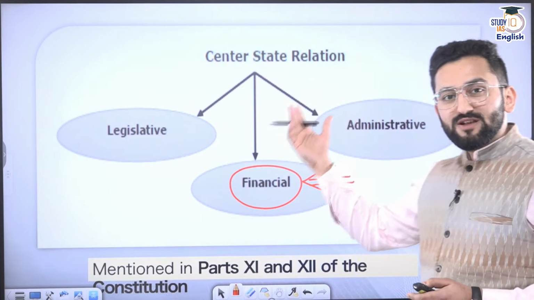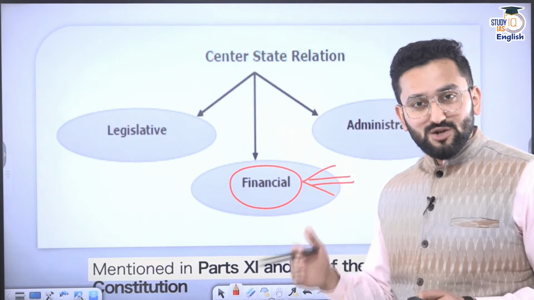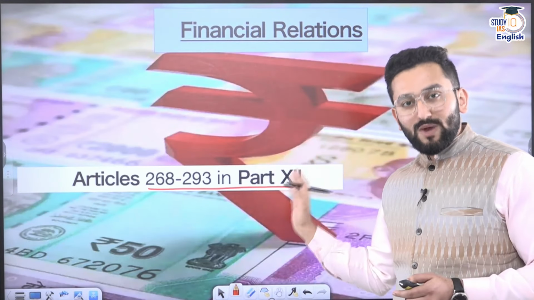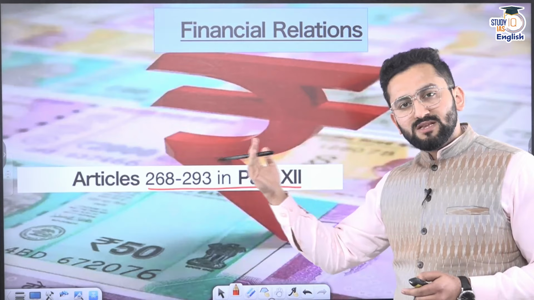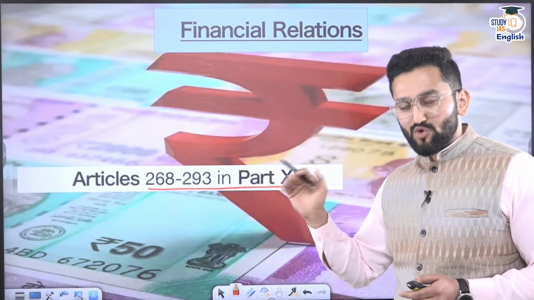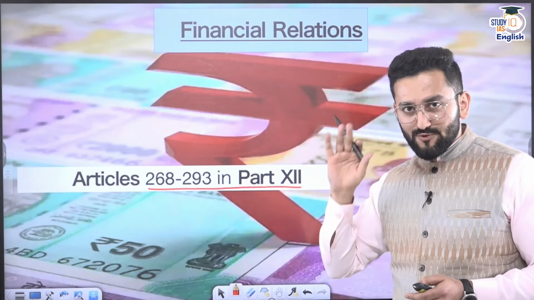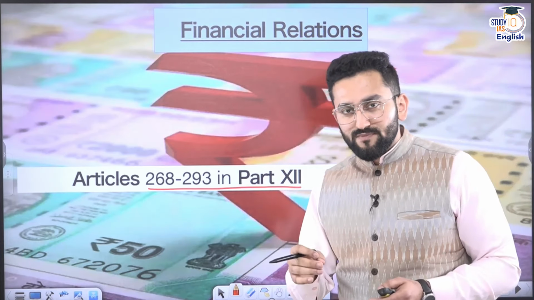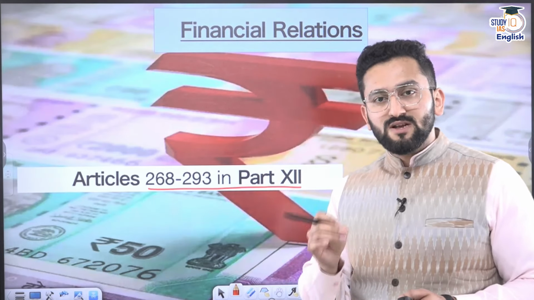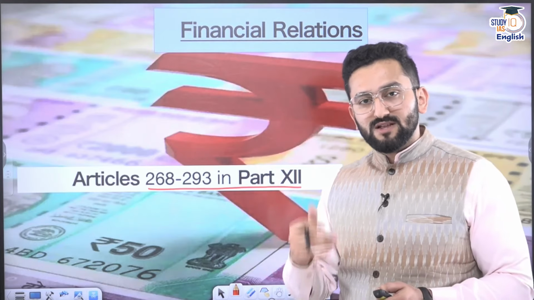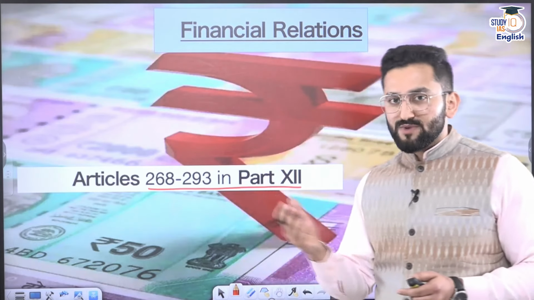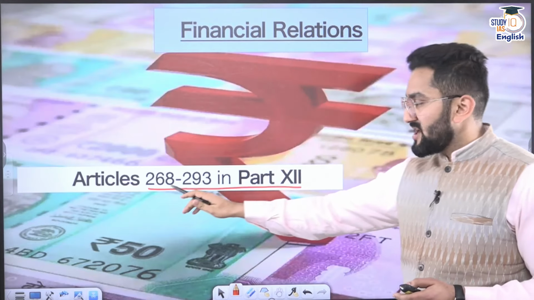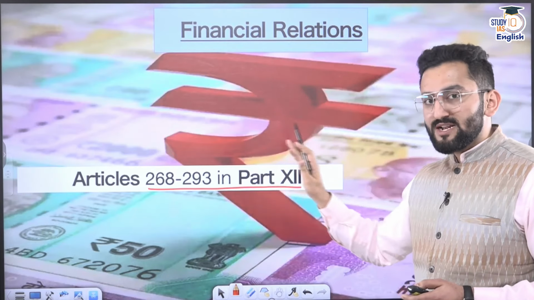You know that center-state relations are mentioned in part 11 and part 12, and financial aspects are mentioned in part 12. In part 11, we have already discussed legislative and executive aspects. Those who have not covered them can go to the previous video. If you have any doubt from any section, you can shoot me a message on shashank.powerbeam, that is my Insta handle. I'll be more than happy to help you out. Now, financial relations are mentioned from Article 268 to Article 293.